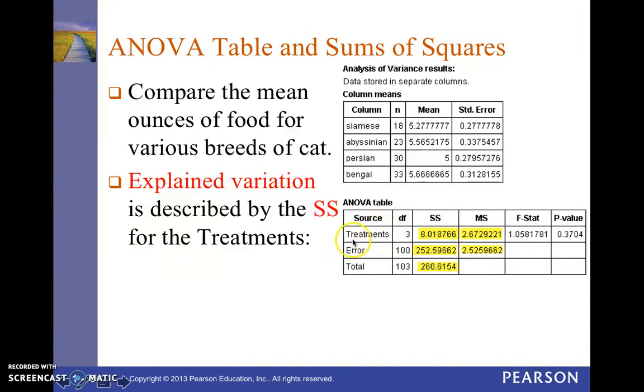Statisticians are notorious for using synonyms, so here it's called treatments and error. But once again, the top is almost always between, and what comes after it is always within, and then there's normally a total. So this would be just an estimate of that variation.